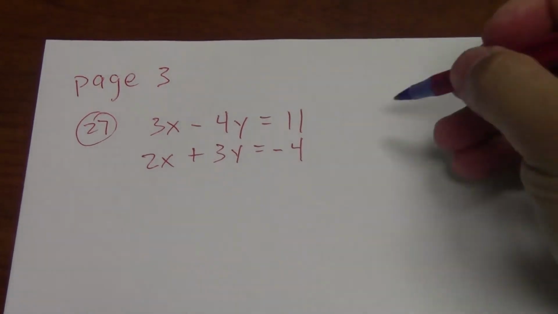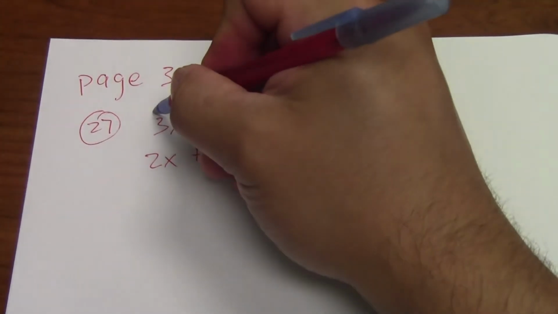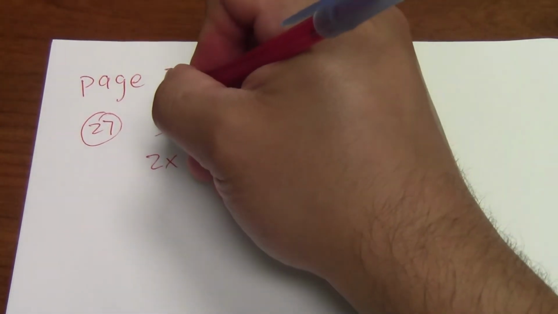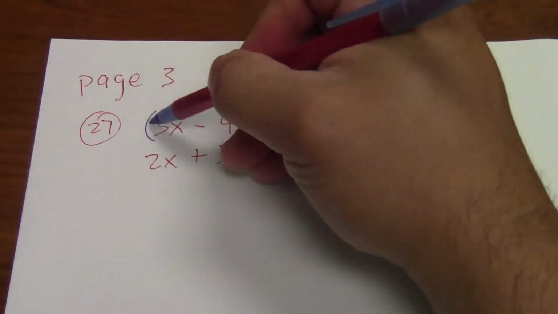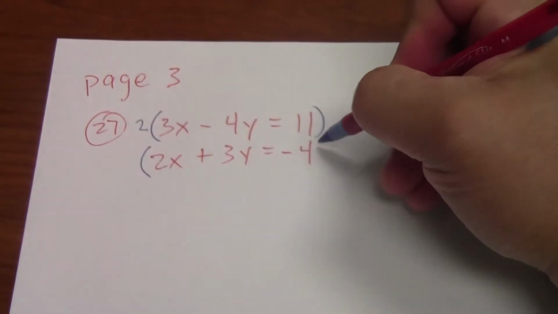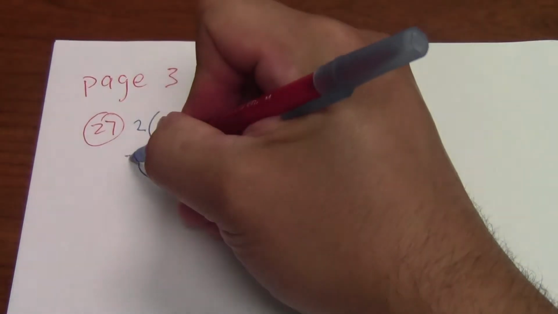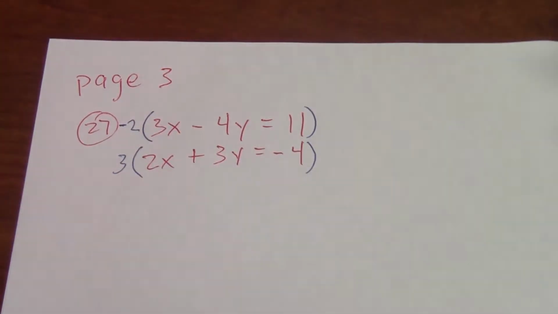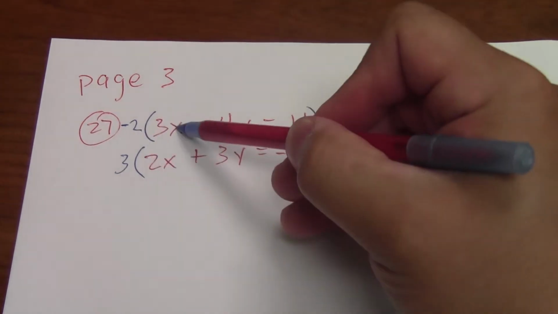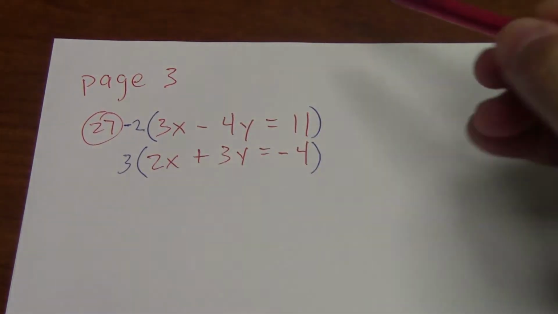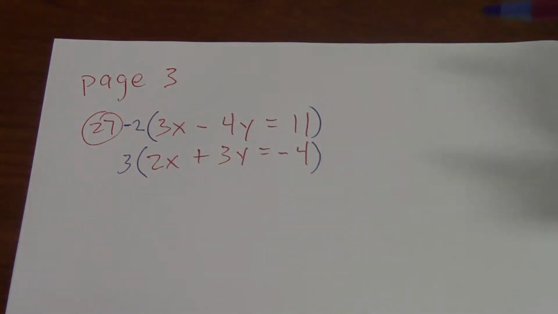All right, so what I'm going to do is I'm going to multiply. We're going to get rid of these x's. So first thing I'm going to do is I'm going to multiply the top by 2, and then I'm going to multiply the bottom by a 3. Actually, I'm going to multiply the top by negative 2. All right, that'll give me a negative 6x, and then down on the bottom, this will give me a positive 6x. Everything else will just follow along.